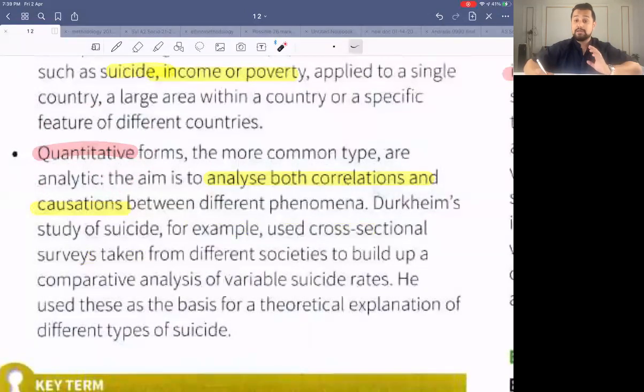Okay, now if you have quantitative data, the more common type are analytic. The aim is to analyze both correlations and causations. I'm assuming everyone knows what the difference is between correlations and causations. Correlation is when two things happen to be at the same time. Causation is one causing another, right? So just because two things happen to occur at the same time, you could say they're correlated, but you cannot really be certain if one is causing another, right?